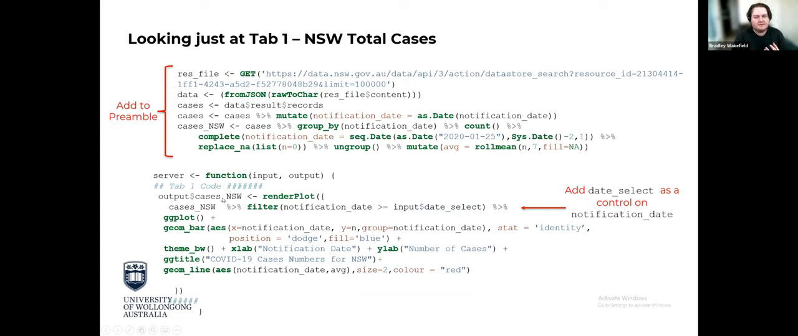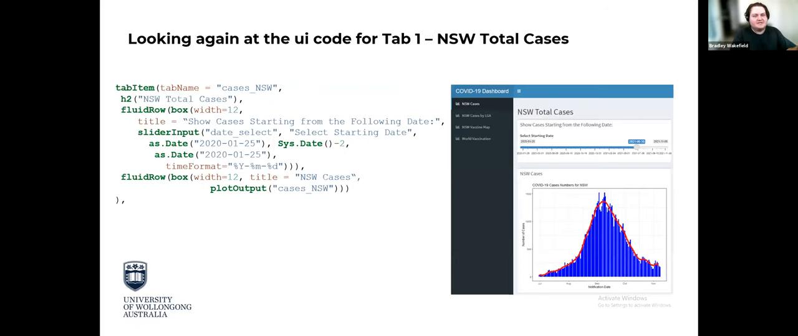I'm going to call it cases New South Wales. And in this output, I'm going to render a plot based on a filtered notification date, which is selected based on the input of date select. Remember, we labeled date select in our slider input. Then all I have to do is use the same ggplot code we used before. All I've done is use the pipeline notation to sub into ggplot, but effectively you just think about it as taking this and subbing it into ggplot. And I can produce the same plot we had before, but this time dynamically changing based on what starting value I've put in. And all I've done to tab one is add a plot output, whichever cases in New South Wales we needed.